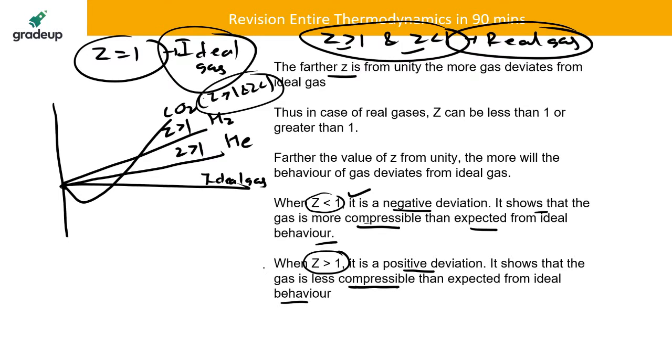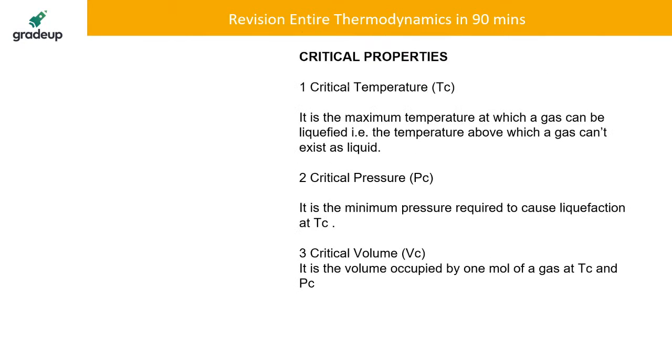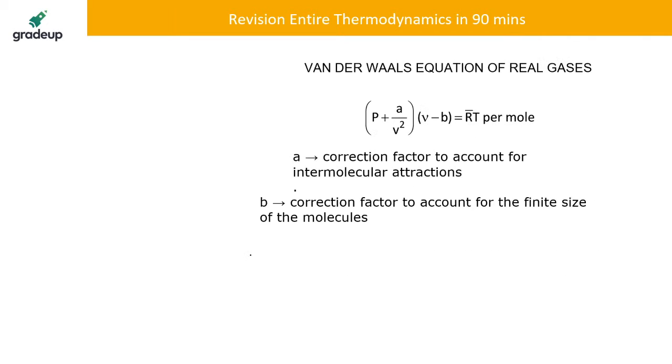from ideal gas behavior. There are some properties called critical properties. Critical temperature is the maximum temperature at which a gas can be liquefied. Critical pressure is the minimum pressure required to cause liquefaction, and critical volume is the volume occupied by 1 mole of gas at critical temperature and pressure. These are important things.